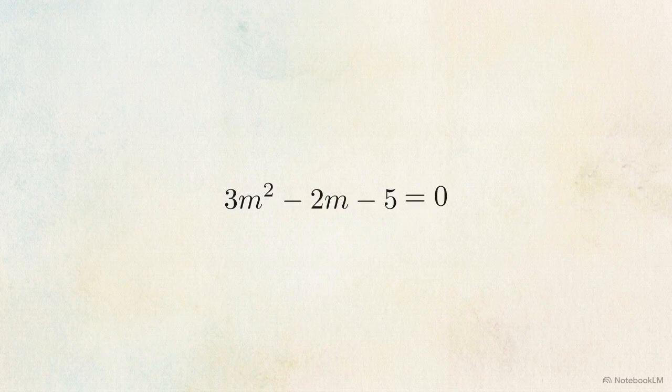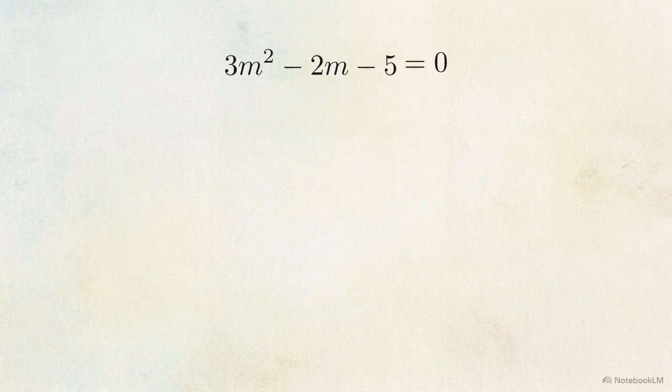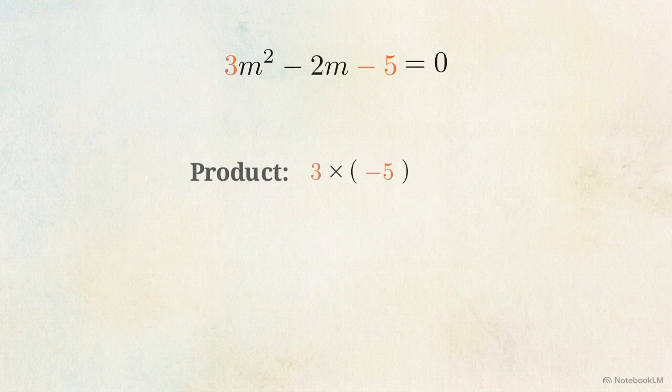To begin, we isolate the denominator and set it equal to 0. We now have a quadratic equation to factorize. First, multiply the leading coefficient, 3, by the constant, -5. This gives a target product of -15. These numbers must also add up to the middle coefficient, which is -2.